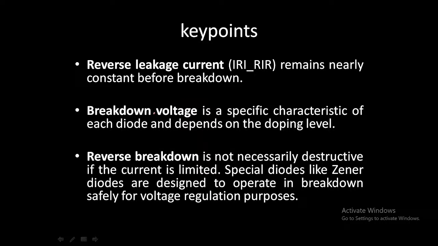So what are the key takeaways from this? Reverse leakage current IR remains nearly constant before the breakdown. Breakdown voltage is a specific characteristic of each diode and depends upon the doping level. Reverse breakdown is not necessarily destructive if the current is limited. There are special diodes like the Zener diode, which we will discuss in our upcoming sessions, which are designed to operate in breakdown safely for voltage regulation purposes.